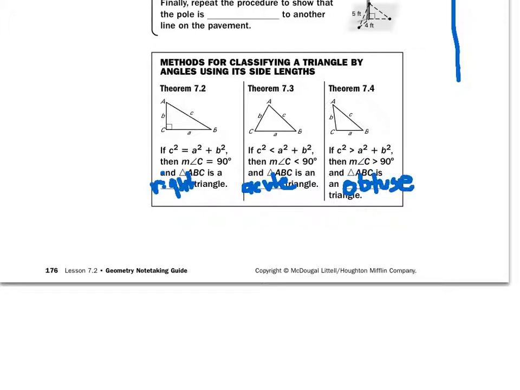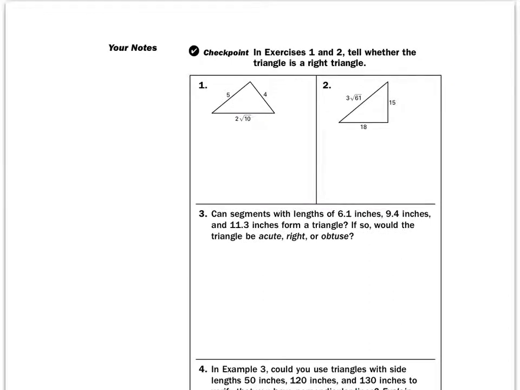All right, let's look at the checkpoint. Tell whether the triangle is a right triangle. Now remember, on 1, when you're taking this side and squaring it, we need to put it in parentheses and square both the 2 and the square root of 10. Same thing for number 2.